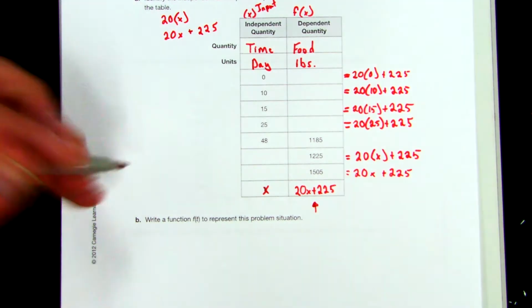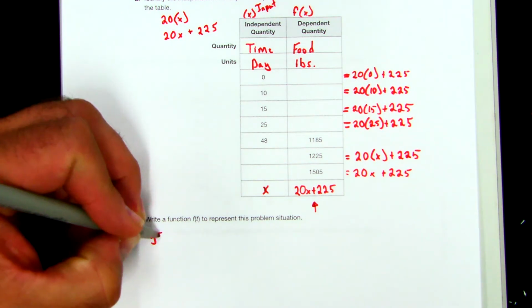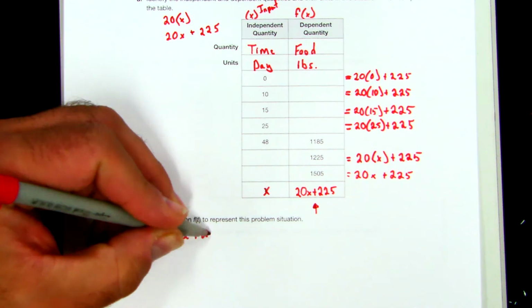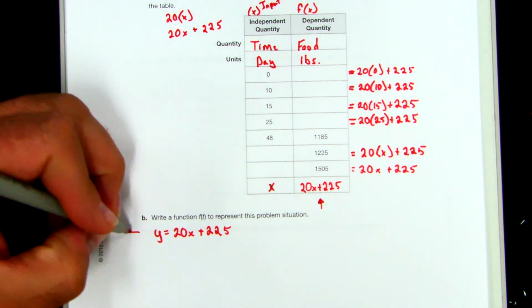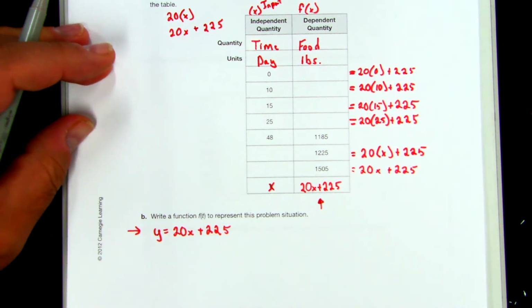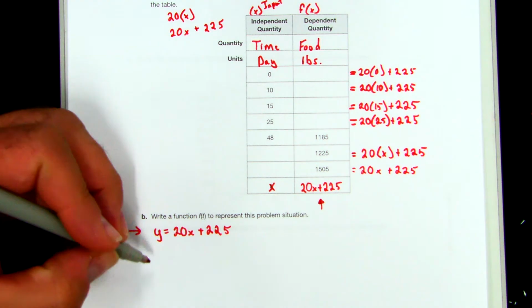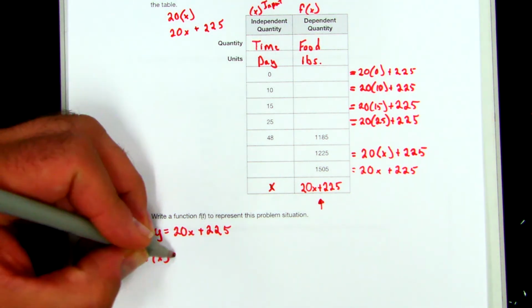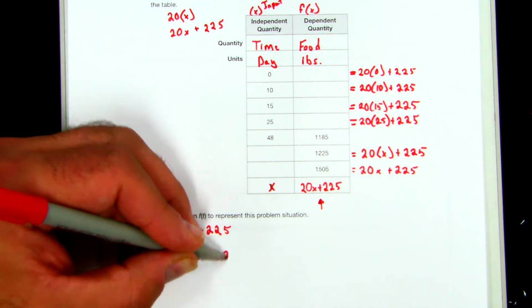Well, I know that if I write an equation it would look like this. Y equals 20x plus 225. That is an equation. Why is it an equation? It has an x and a y and an equal sign. But a function has to have what? F of x equals 20x plus 225.